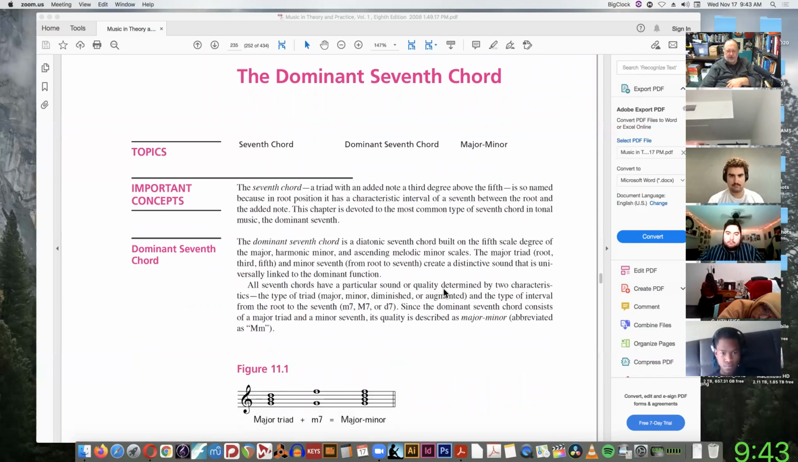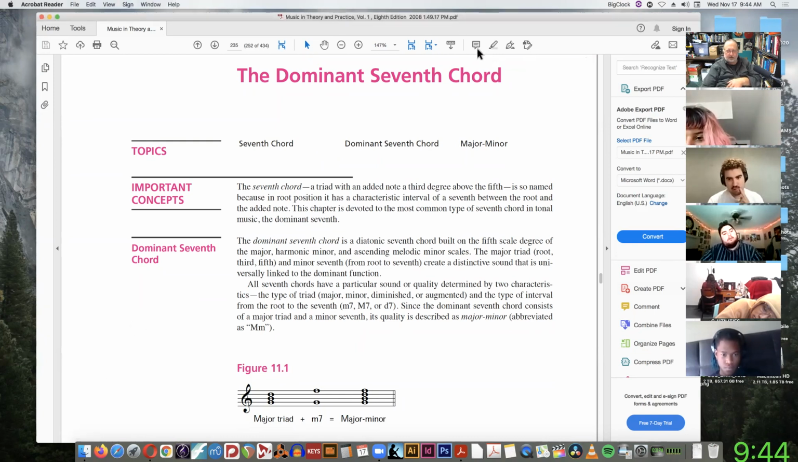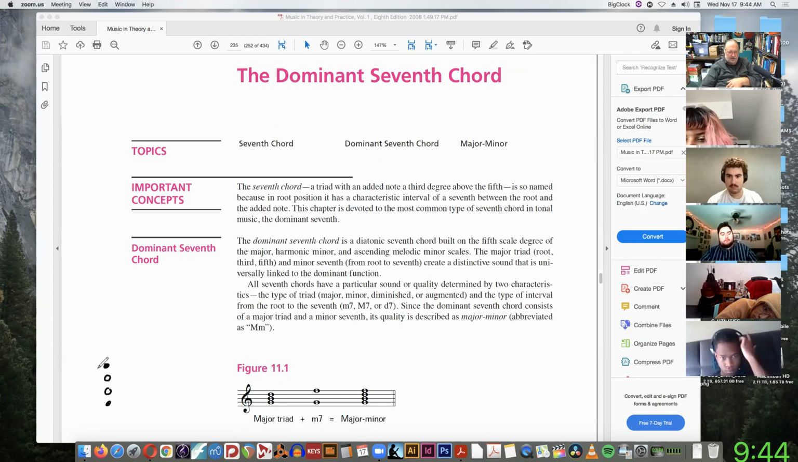All 7th chords have a particular sound or quality determined by two characteristics: the type of triad, major, minor, diminished, or augmented, and we still have sus4 as well. And the type of interval from the root to the 7th. So what that means is we got a root here. We got a 3rd, a 5th, and a 7th, right? So you got 1, 3, 5, 7. So this distance can be a major 7 or a minor 7th interval.